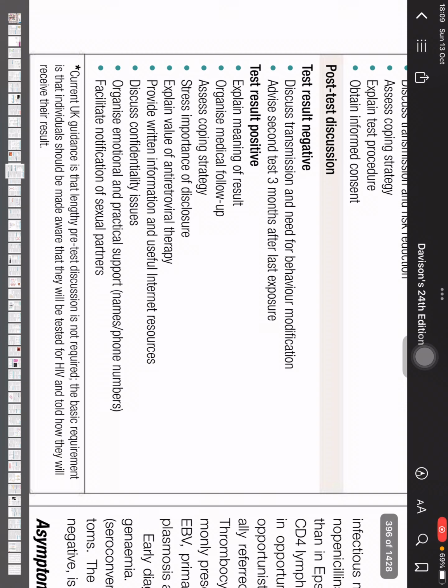Stress importance of disclosure. Explain value of ART, provide written information and useful internet resources, discuss confidentiality issues, organize emotional and practical supports, names, phone numbers, facilitate notification of sexual partners.